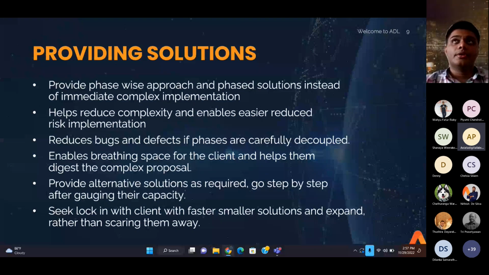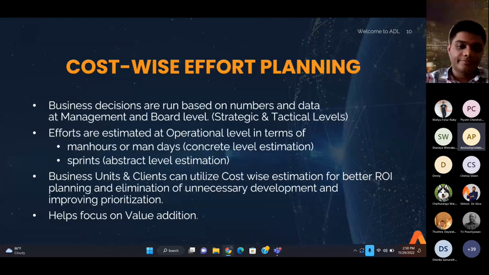We can then come to the cost-wise effort planning. So what we see here is business decisions are taken based on numbers. You can see strategic levels, tactical levels of your own company, of any company. You would see board does not take decisions based on text. They take decisions based on numbers, and for that numbers, affirmed text. So not alone with text. So numbers with text adds more value, gives more clarity, gives more understanding to the client, to everyone.